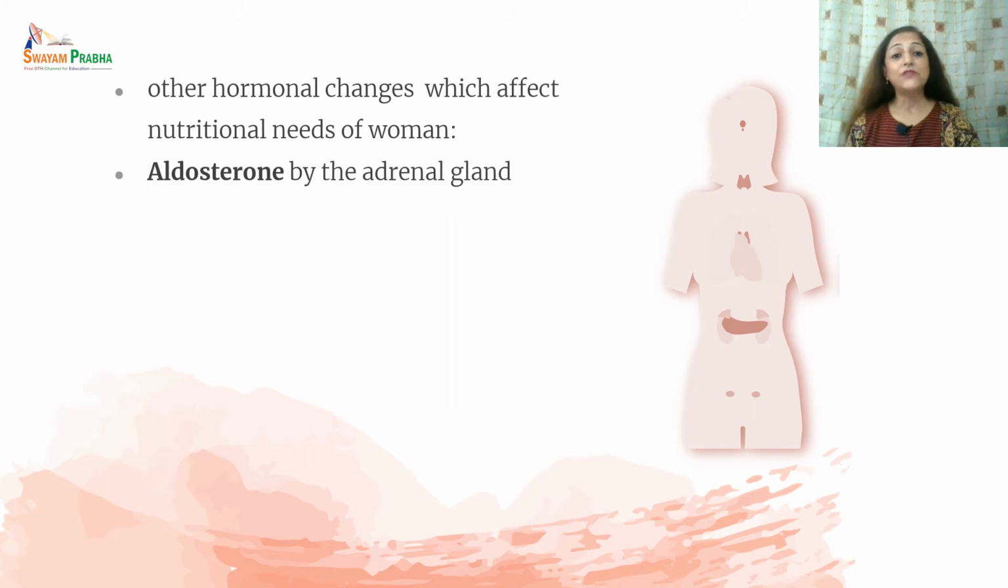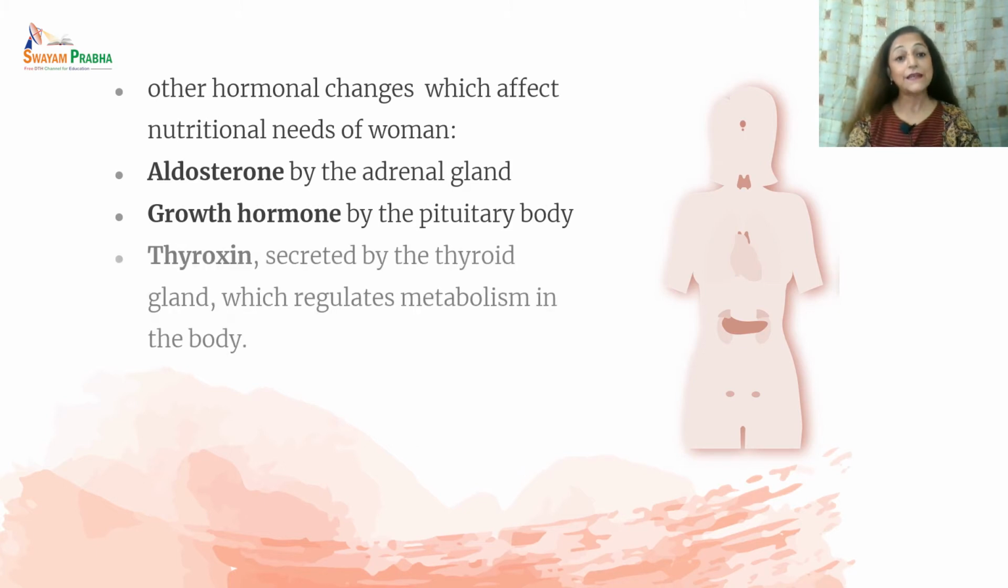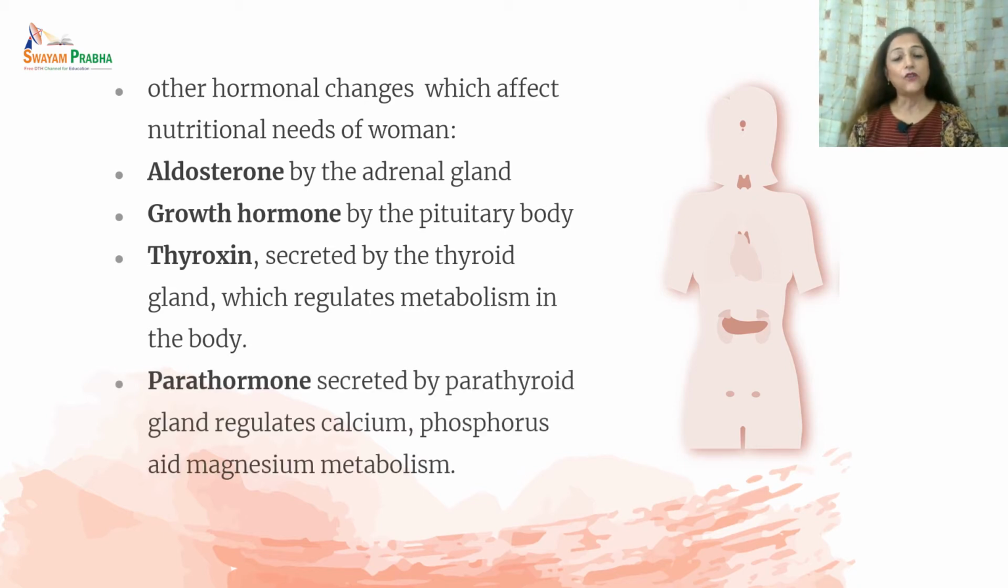The first hormone is aldosterone, which is also known as the salt conserving hormone, secreted by the adrenal gland, and growth hormone, which is secreted by the pituitary gland, and along with that thyroxine, which is secreted by the thyroid gland and regulates the metabolism in the body. There is also increased uptake of iodide by the thyroid gland during pregnancy. And along with that, there is parathormone, which is secreted by the parathyroid gland, which regulates calcium and phosphorus, and it aids in magnesium metabolism also.